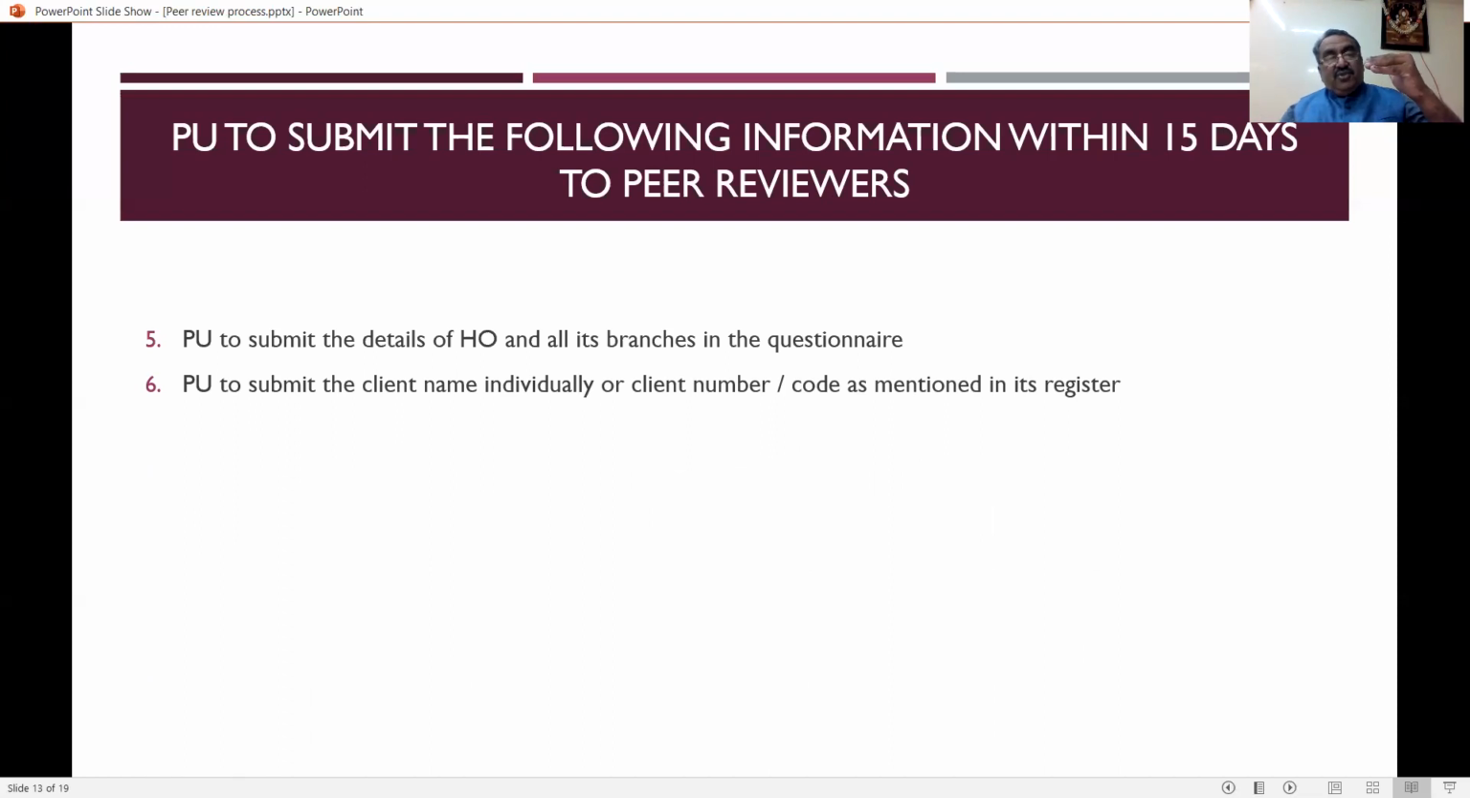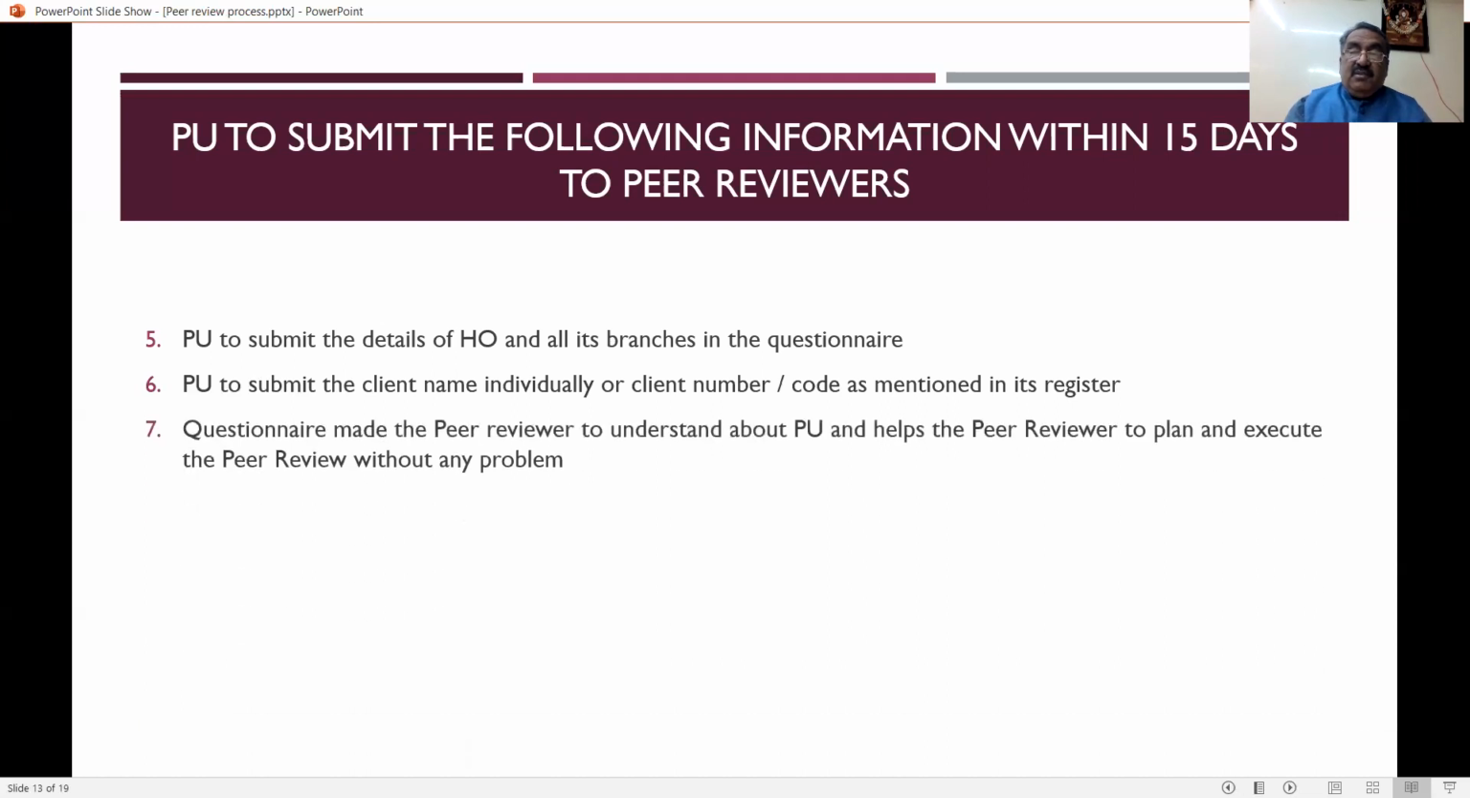The practice unit sometimes gives the client names individually. Sometimes, due to voluminous work, they have a client number and code, and a separate register. If they can furnish that, the client number and code, these are the details that they have to submit to the peer reviewers.